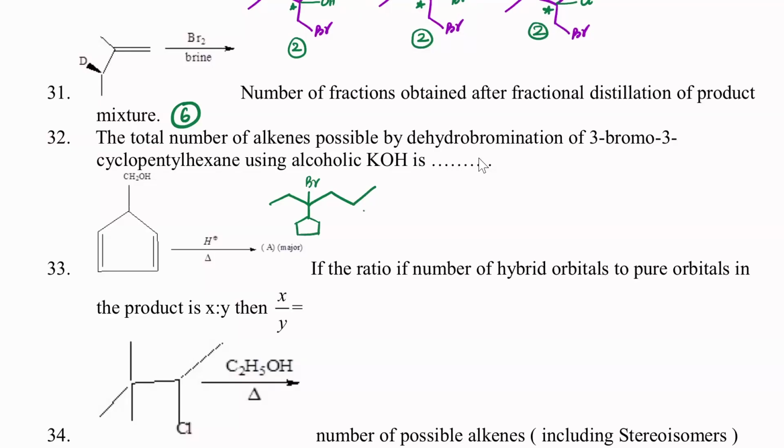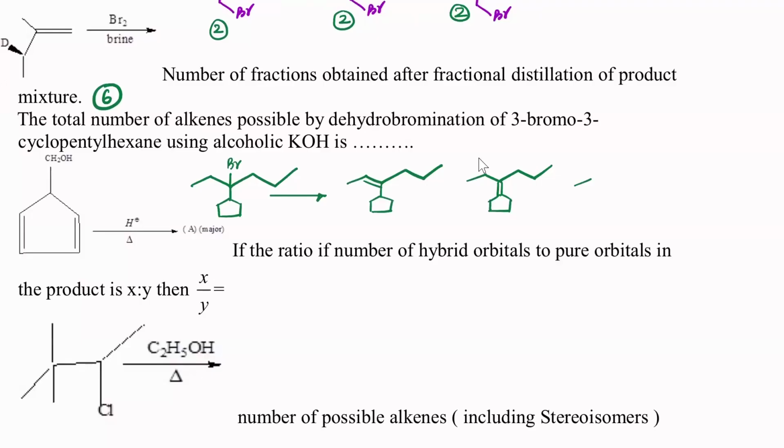This way. So now, if I make the elimination, what are all the products I'll get? Please check carefully. This side we can get a double bond, and this is one product. Or this side I'll get a double bond, this is one product. Or this side I'll get a double bond, this is another product. So these are the possible products, everybody.